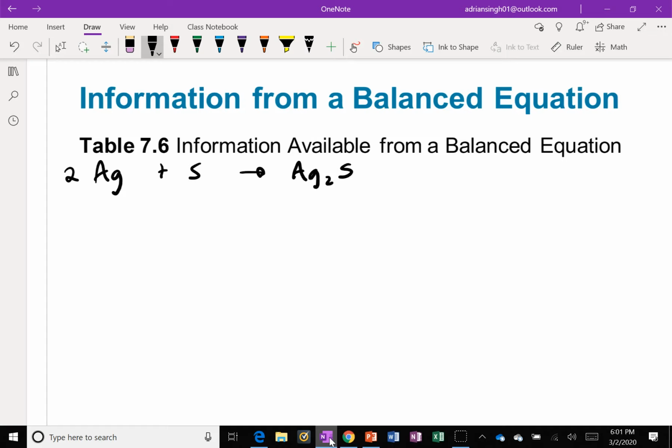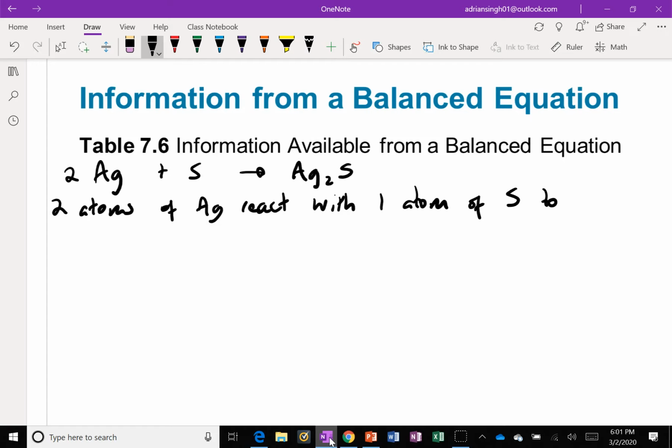What this is telling us is that 2 atoms of silver react with 1 atom of sulfur to make 1, we'll say unit, because it's not really a molecule, 1 unit of the silver sulfide. So those coefficients give us an idea of how many of each thing are reacting and how many of the products we actually make, in terms of either atoms or molecules.